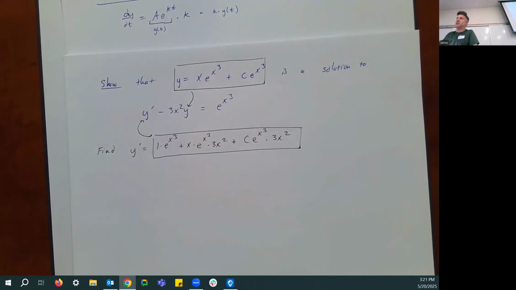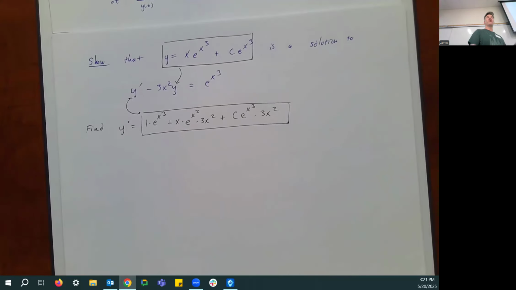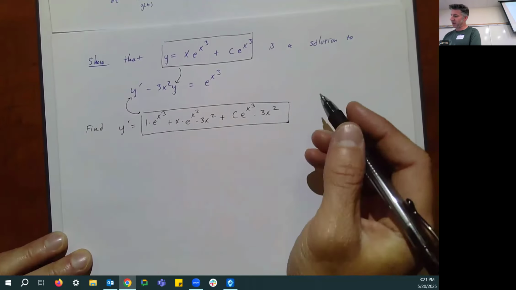It should if they said it's a solution. If they say show it's a solution, it should work. If they say check to see whether or not it's a solution, then it might not end up equaling it, and you'd conclude that it's not a solution. So here we're going to plug in all of that. It's going to be kind of gross.